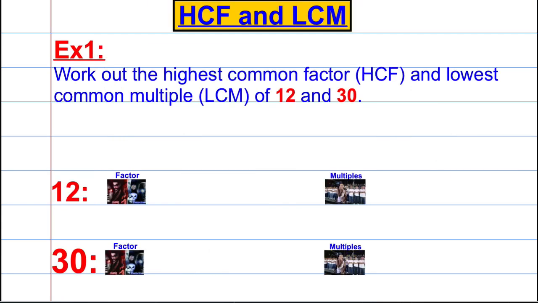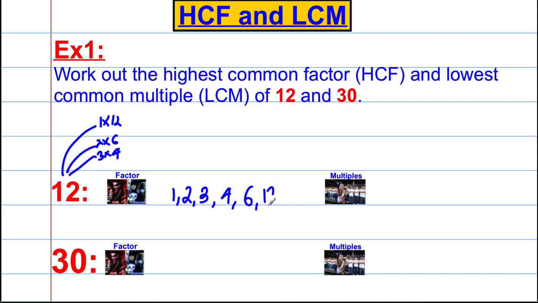Okay, so let's have a go at an example. Example 1. Let's find the highest common factor and lowest common multiple of 12 and 30. In order to do this, we're going to write the factors of 12. Well, we can have 1 multiplied by 12, we can have 2 multiplied by 6, we can have 3 multiplied by 4. So its factors are 1, 2, 3, 4, 6 and 12.